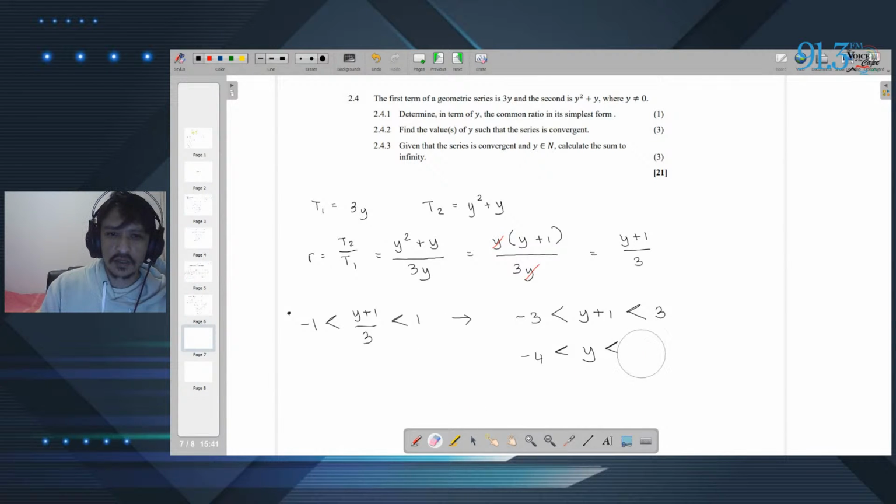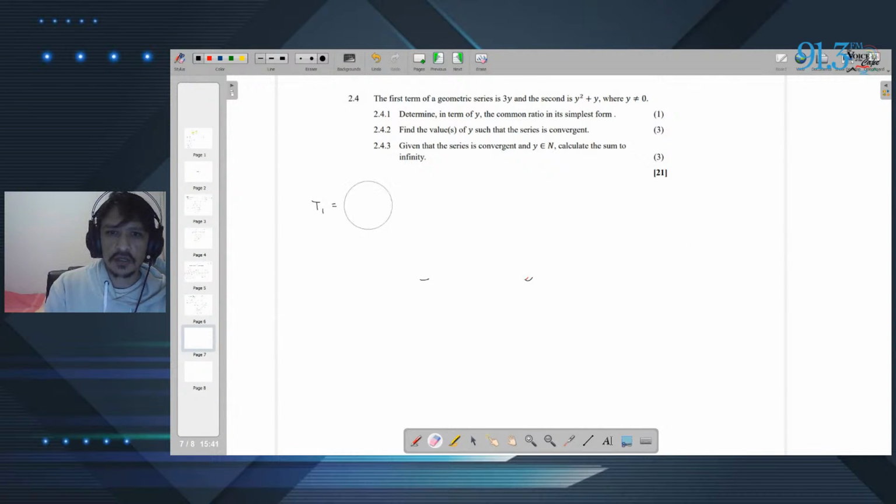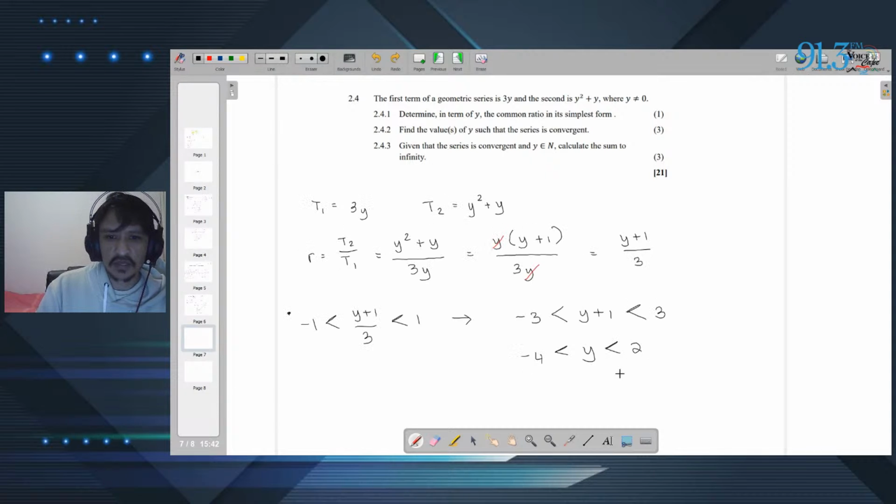So we go over here. And for 2.4.3, clear this off. Right. Given that the series is convergent, calculate the sum to infinity. So the sum to infinity is equal to a over 1 minus r. Right? They tell us y cannot equal 0. And, oh, I actually should not have deleted all of it. Give me a second. There we go. I got it all back. Okay, lovely. So we have to use this information. So I'll just write 2.4.3.